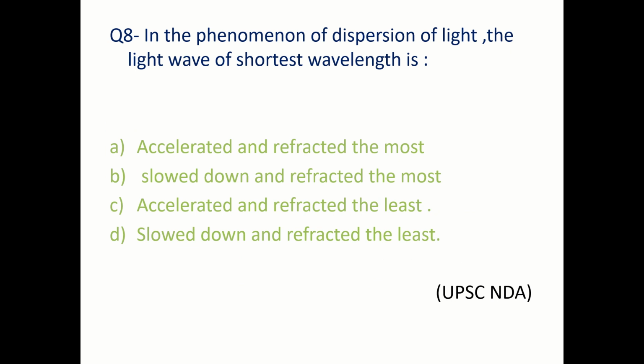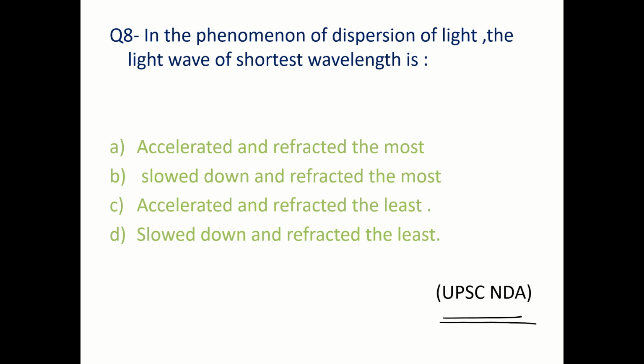In the phenomena of dispersion of light, the light wave of shortest wavelength is: accelerated and refracted the most, slowed down and refracted the most, accelerated and refracted the least, or slowed down and refracted the least. This question was asked in the NDA examination, and it's from optics. Optics is one of the favorite subjects of various organizations. They ask so many questions from that.